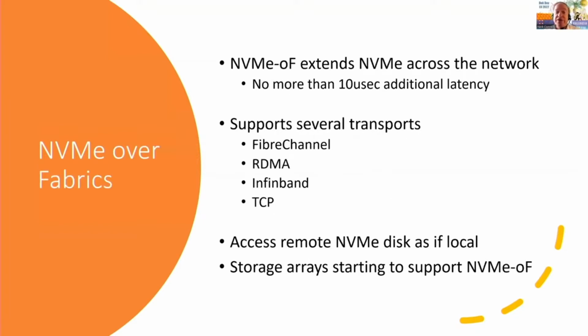NVMe over Fabrics extends NVMe across the network with a design goal of adding no more than 10 microseconds of additional latency. It supports several transports, including Fibre Channel, RDMA, InfiniBand, and TCP, and allows access to remote NVMe-based disks as if they were local. Storage arrays are starting to support NVMe over Fabrics.